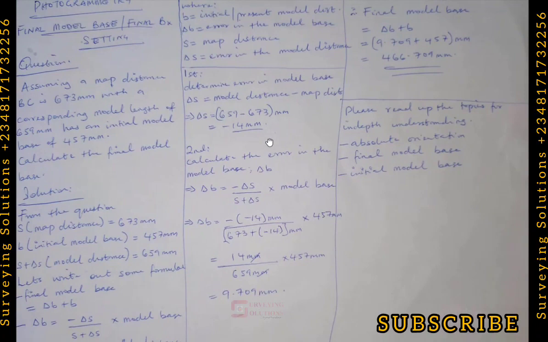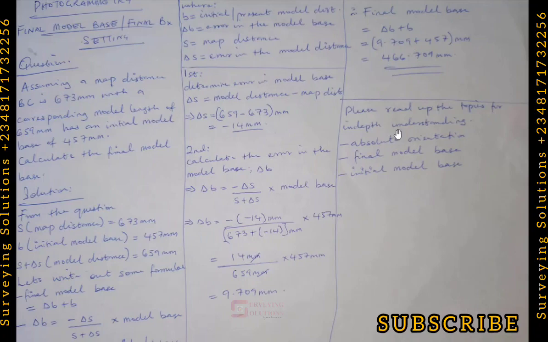How have you been? We are going to look at this simple question on photogrammetry. We want to calculate the final model base, or let's say the final BX setting, right? Good. Now, towards the ending, we said you should read up the topics: absolute orientation, final model base, initial model base. They are interesting topics in photogrammetry and remote sensing, right?